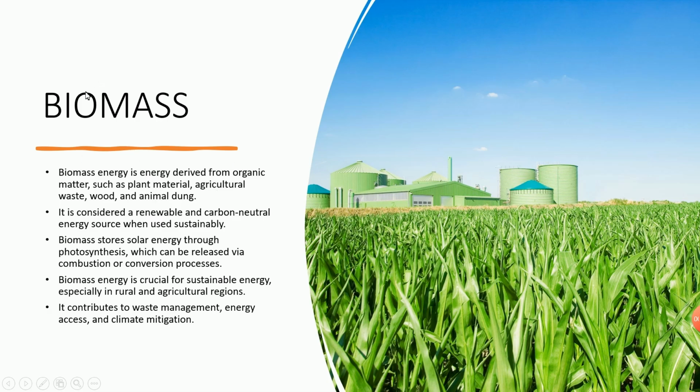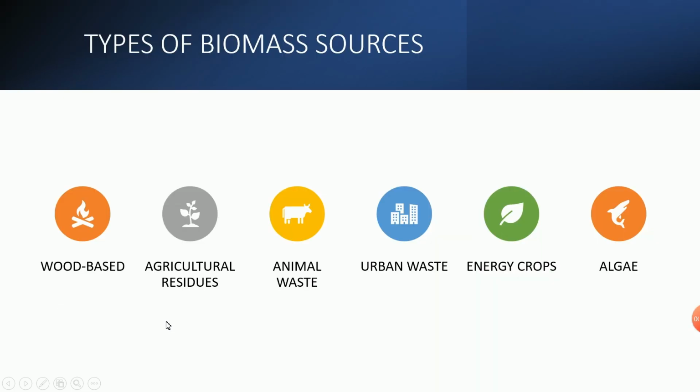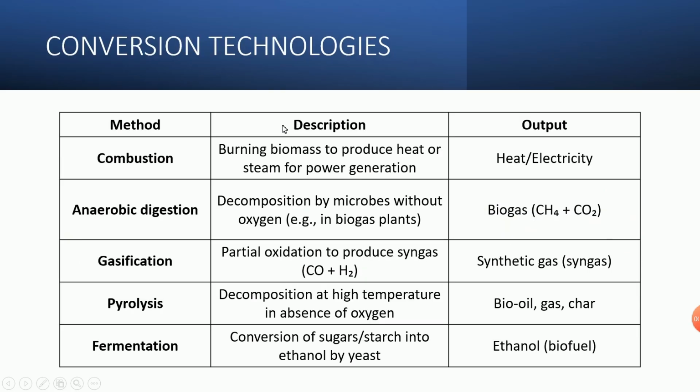Another reason why it is very important is that it contributes to waste management, energy access and climate mitigation. Types of biomass sources: first is wood based, then agricultural residues, animal waste, urban waste, energy crops, and algae. These are the different kinds of sources from which we can derive biomass energy. Now, conversion technologies. First, combustion, where the output is heat or electricity by burning. Then anaerobic digestion, which is the decomposition by microbes without oxygen.